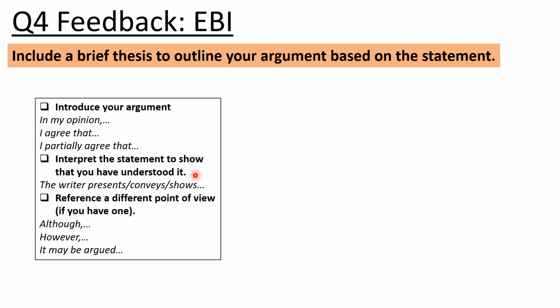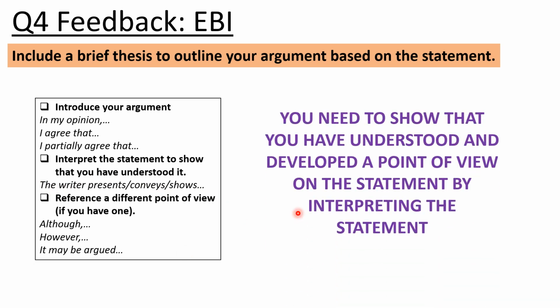Then you want to interpret the statement to show that you have understood it. So you want to talk about what the writer is showing in relation to the statement. And then, if you have one, you can reference different points of view: on the other hand, although, however, it may be argued. This is obviously an optional step depending on the statement. When you're writing your thesis, you need to show that you've understood and developed a point of view on the statement by interpreting it. You have this statement, you have your response, and you're going to interpret it and create your own point of view.